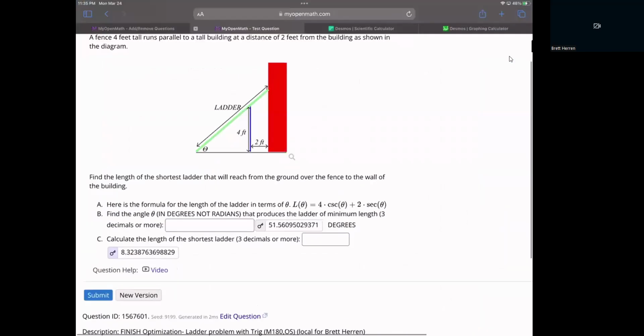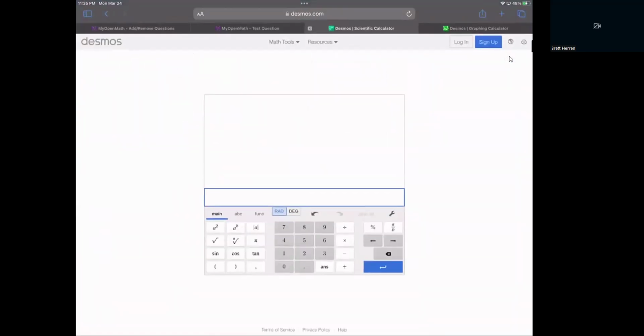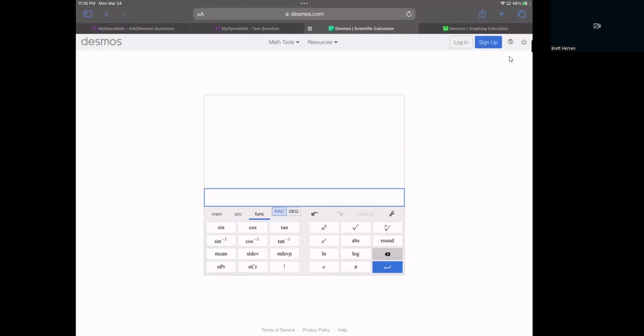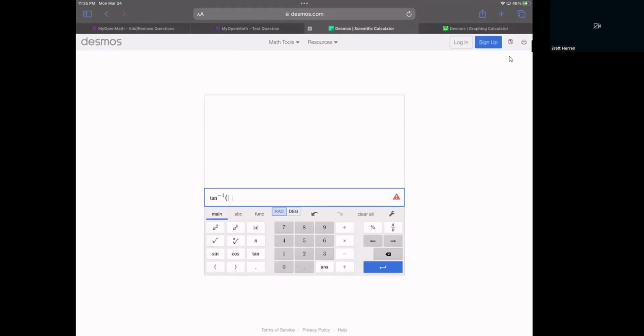Tangent inverse of 2 to the 1/3. Now it said degree mode. Did you notice that? Oh no, where's tangent inverse? Go to the functions. There's tangent inverse of 2 to the power 1/3. There's my answer, but that's radians. Switch to degrees. See the degree radian? Make sure you go back to degrees. There it is, 51.5609.